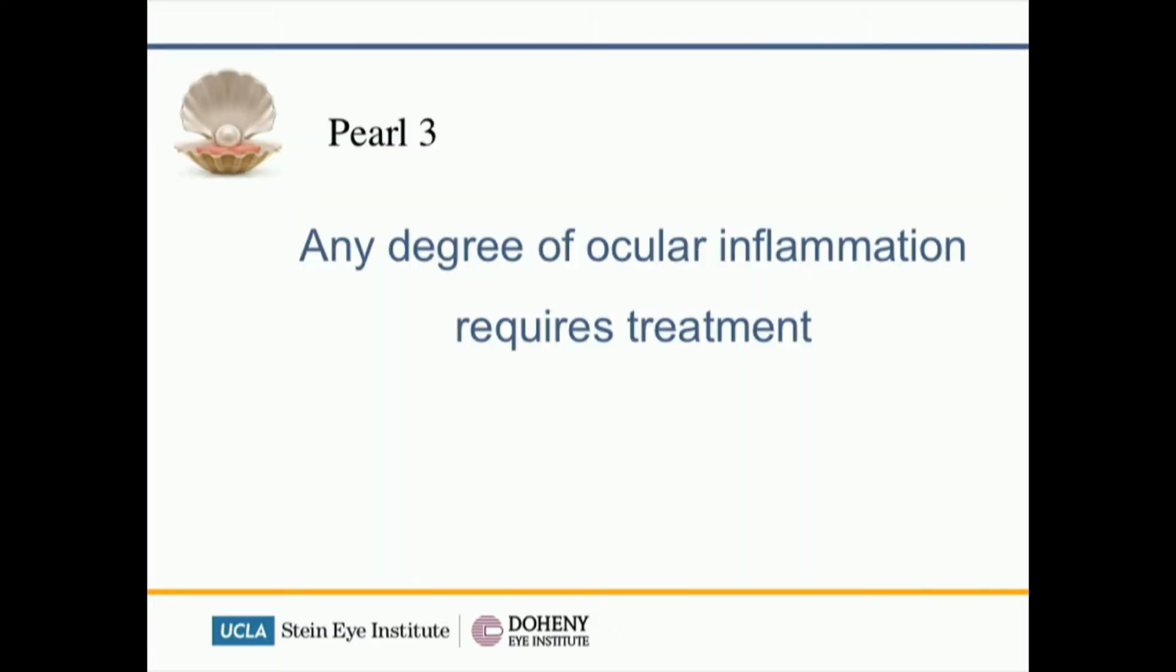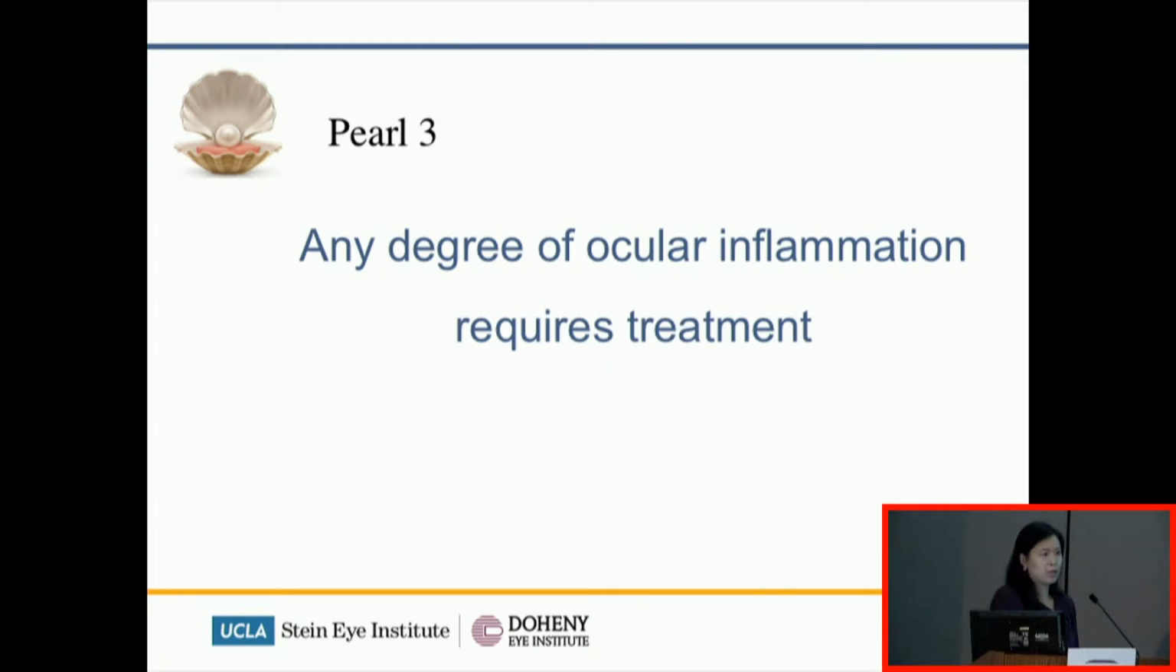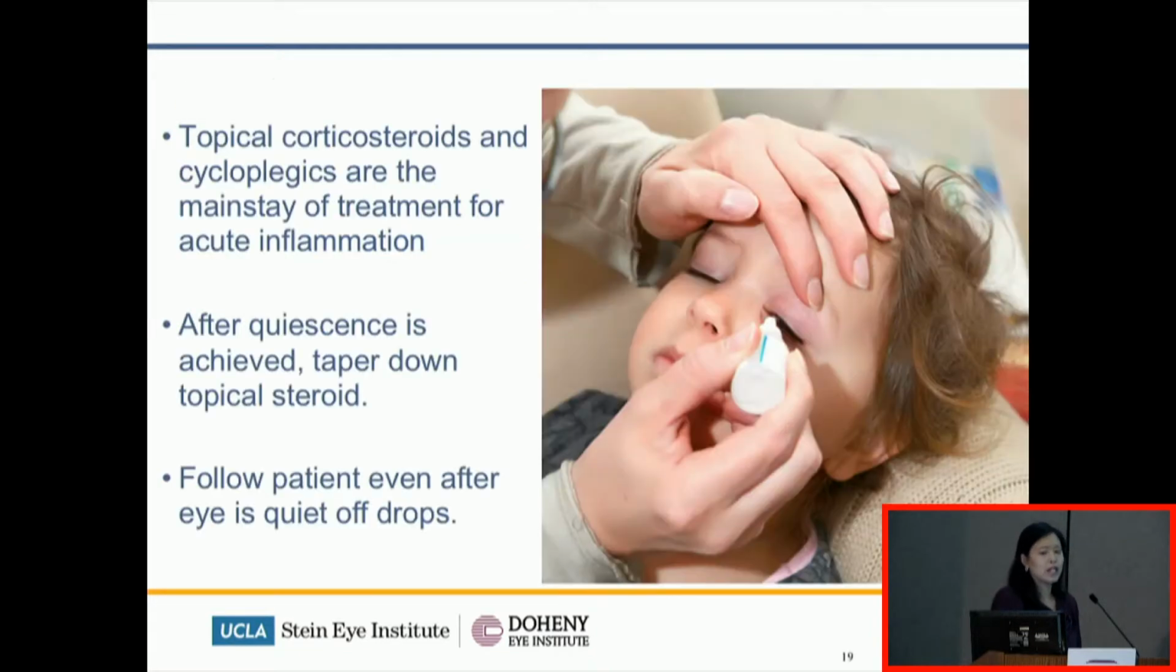Any degree of ocular inflammation requires treatment. Don't think that because they only have 1 plus cell and the kid is not in pain and the eye is not red and nobody's complaining about anything, that that's okay. When we talk about acute inflammation, the mainstay of therapy is still the same as for adults, so that is topical corticosteroids, topical cycloplegics. Those are the mainstay of treatment.